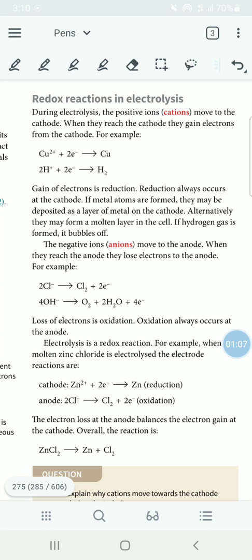As they are gaining electrons, they are reduced, and reduction always occurs at the cathode. Leave a line and write. The negative ions, anions, move to the anode.